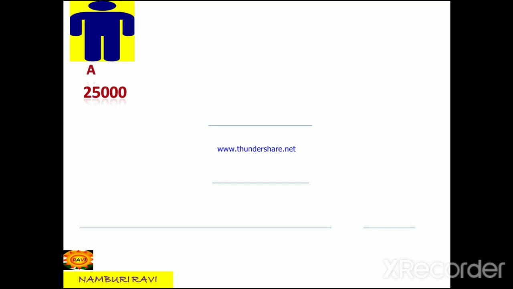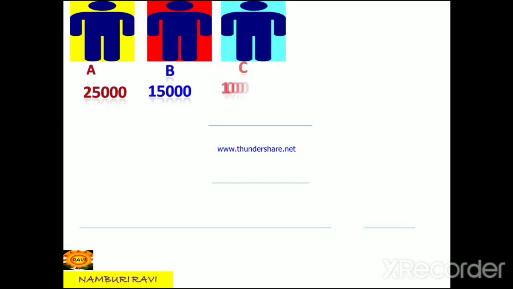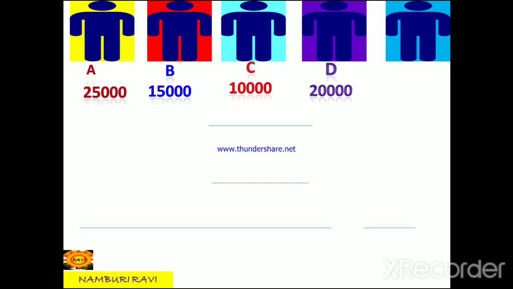For the best example, we can take person A earning 25,000 in a month, and person B earning 15,000 in a month. Person C is earning 10,000 in a month. Person D is earning 20,000 in a month, and person E is earning 30,000 in a month. These are the 5 different persons' earnings in a month.